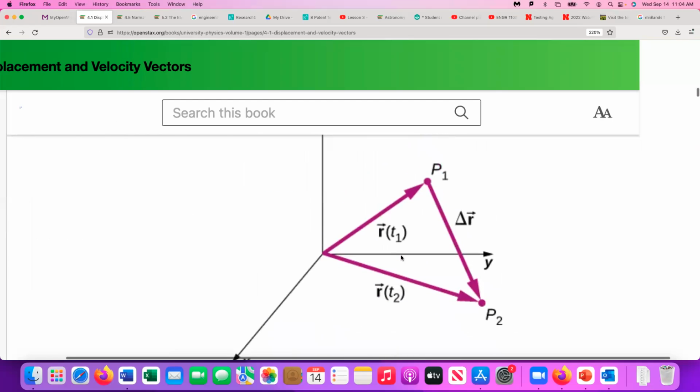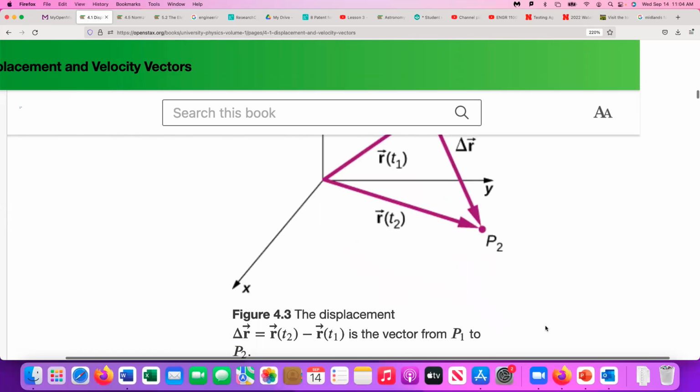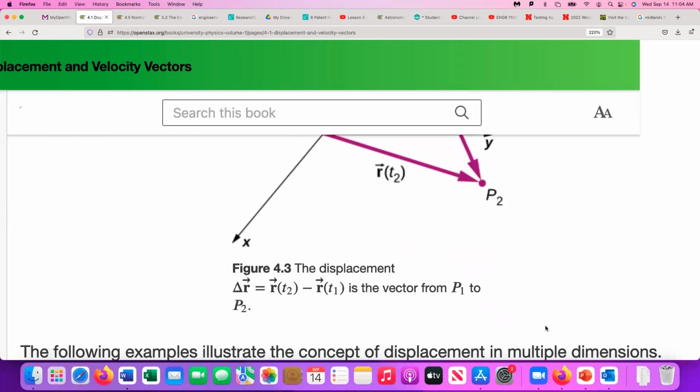And this is what this would look like out in three dimensions. You have your first position at P1, your second position at P2, and the delta R vector, or the displacement vector, goes from the first point to the second point. And that's what that difference does. The difference P2 minus P1, or R2 minus R1, creates this vector that goes from position one to position two as a displacement vector. Remember that position vectors always start at the origin and go out to a point, but all other vectors are just kind of out there somewhere.